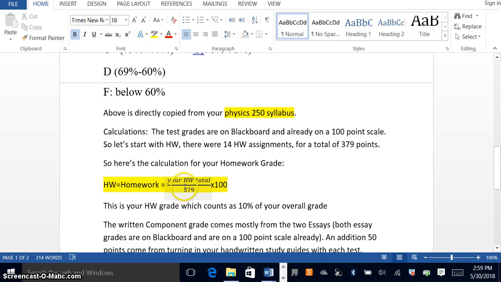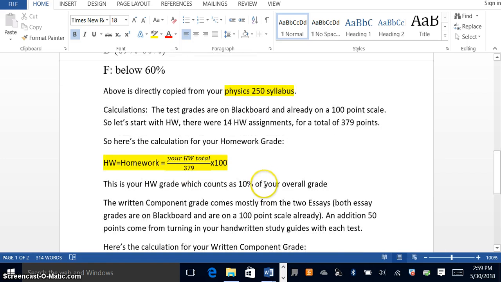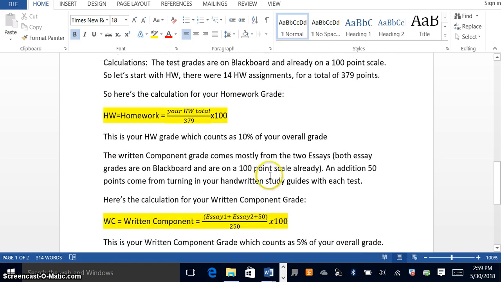So if you do, let's say you got perfect on all the homeworks, which are, I think there are 14 of them, it would be 379 points. So you take what your total is divided by 379, and then put that fraction on a 100-point scale. You multiply by 100, of course, and that's 10% of your total grade.